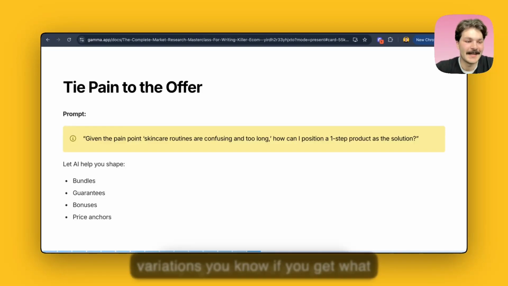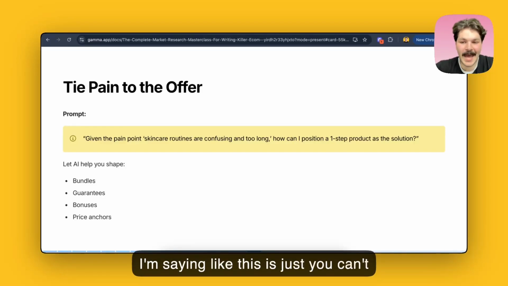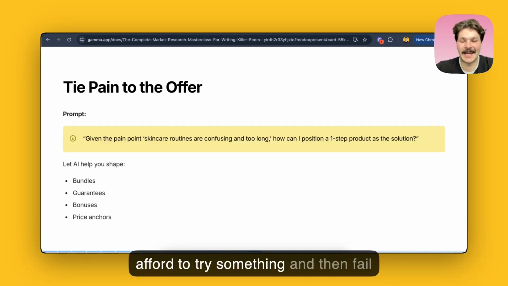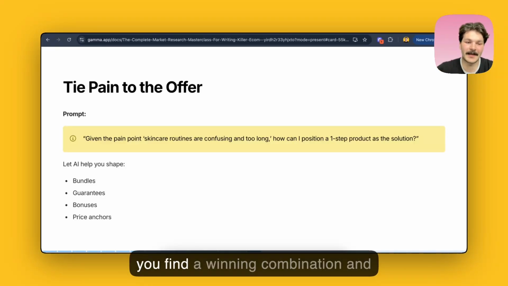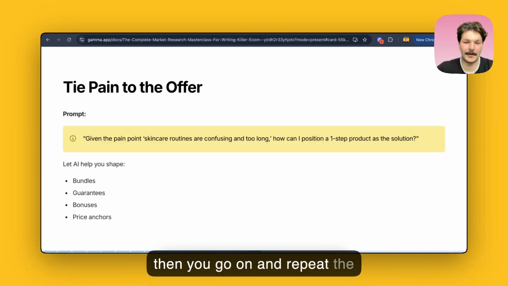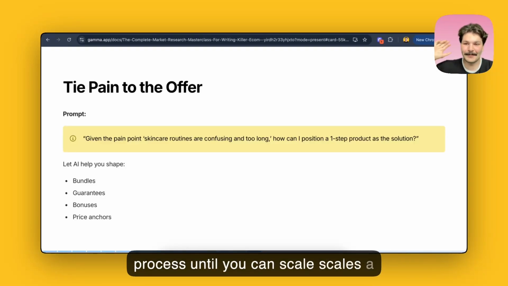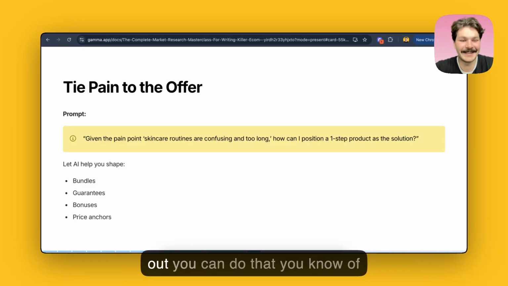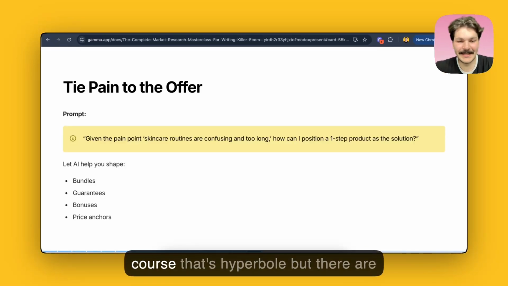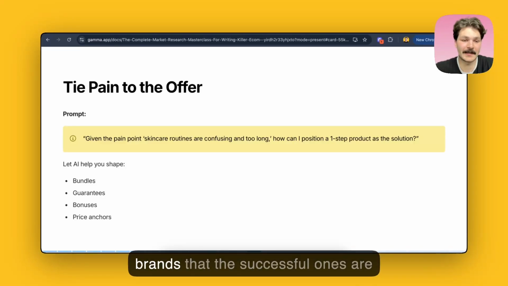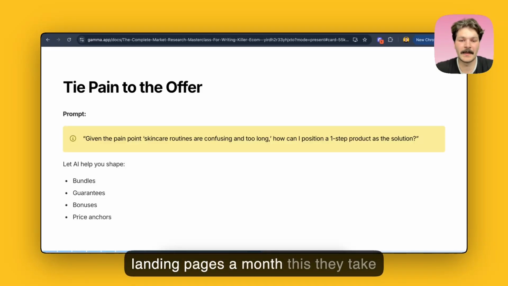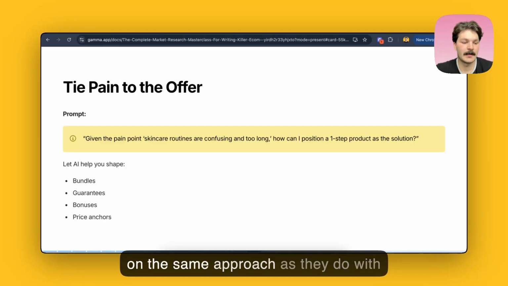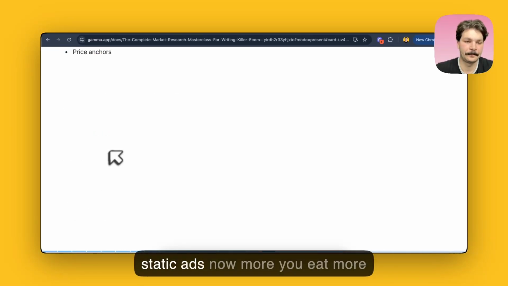If you get what I'm saying, you can't afford to try something and then fail and not get back up, right? You just keep on doing it until you find a winning combination. And then you go on and repeat the process until you can scale to $1 million a day. Come on, you can do that. Of course, that's hyperbole, but there are brands that are doing it. The successful ones are testing 20 landing pages a month, 15 landing pages a month. They take on the same approach as they do with static ads.